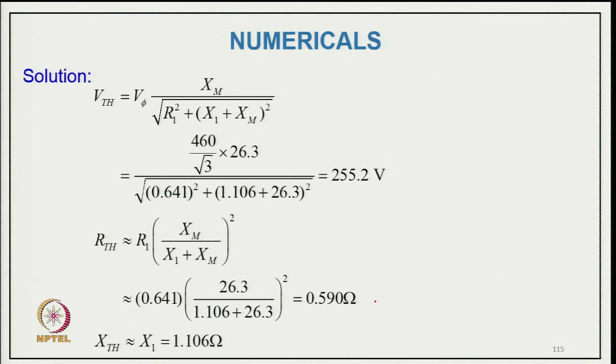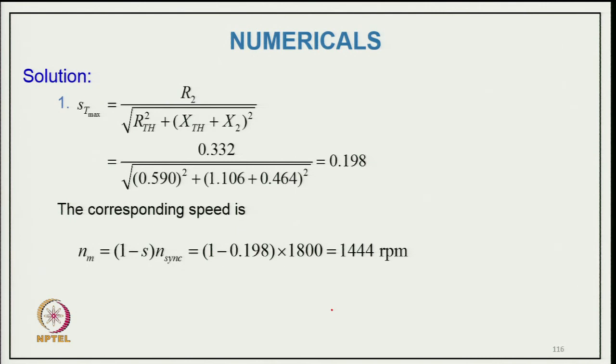So, now coming to V Thevenin, we get V1 Xm upon under root R1 square plus (X1 plus Xm) square. Putting the value, it comes to 55.2 volt. And RTH, putting the value, we get 0.59 ohm, and XTH is approximately X1, that is 1.106 ohm.